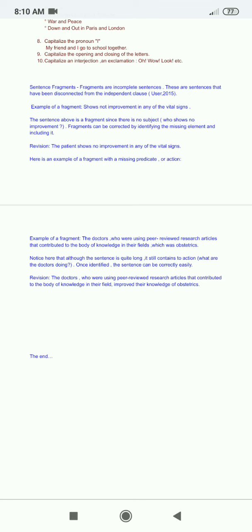Here is an example of a fragment with a missing predicate or action. Example of a fragment: The doctors who were using peer-reviewed research articles that contributed to the body of knowledge in their fields, which was obstetrics. Notice here that although the sentence is quite long, it still lacks the main action. What are the doctors doing? Once identified, the sentence can be corrected easily. Revision: The doctors who were using peer-reviewed research articles that contributed to the body of knowledge in their field improved their knowledge of obstetrics. And that's all for today.